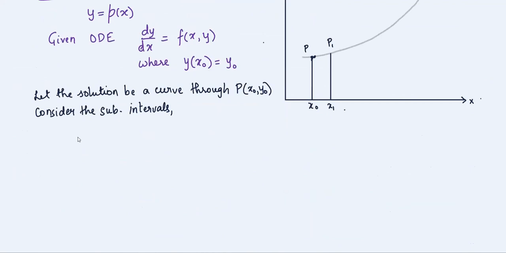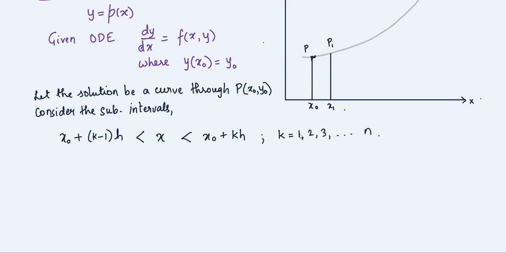Consider the subintervals. x is between x0 plus (k minus 1) times h and x0 plus kh, for k equal to 1, 2, 3 up to n. So what are these intervals? We are considering subintervals.